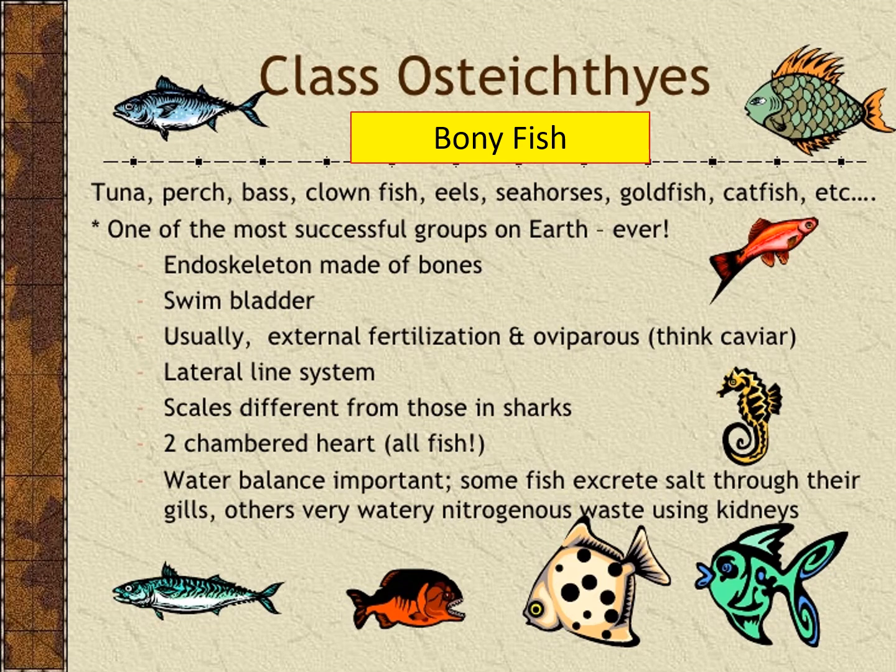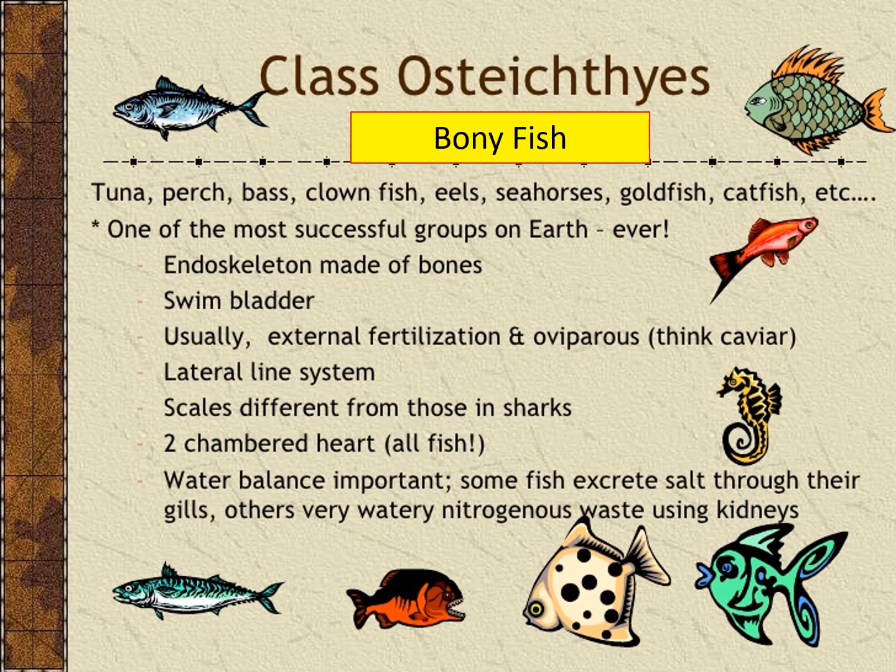And these are all of your fish like tuna, perch, bass, clownfish, and we could just go on and on and on, okay? So one of the most successful groups on Earth ever. They have an endoskeleton made of bones. You guys should know that here because you're eating some trout or bass or something that you caught here and your mom says, oh, watch out for the bones. Meaning sometimes you can't get all the bones out before you cook them.